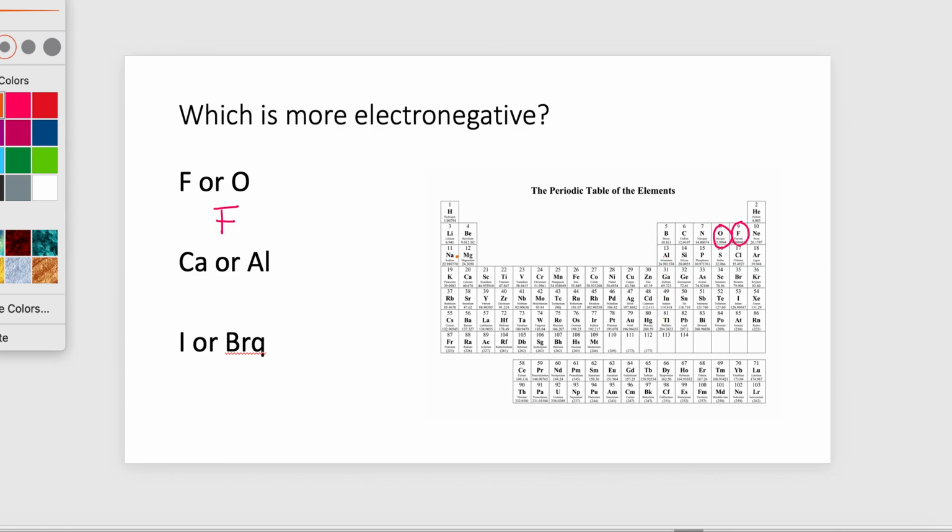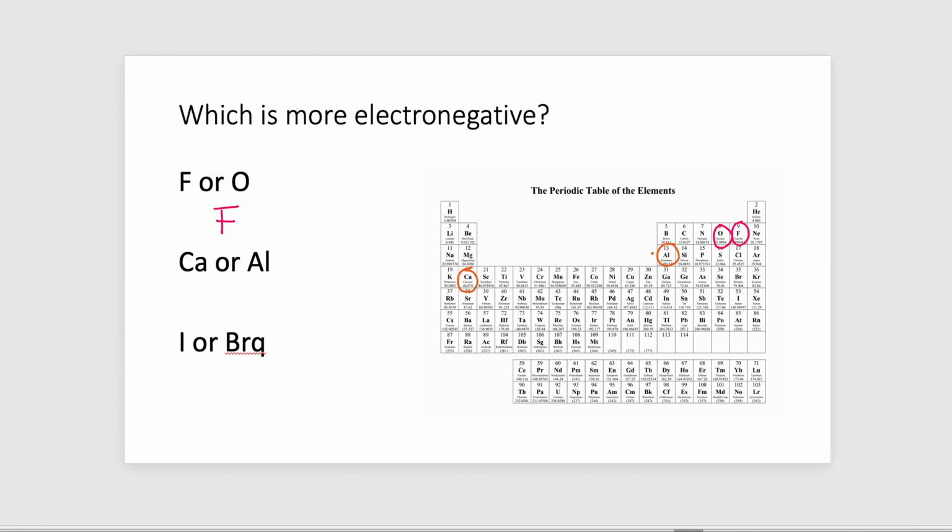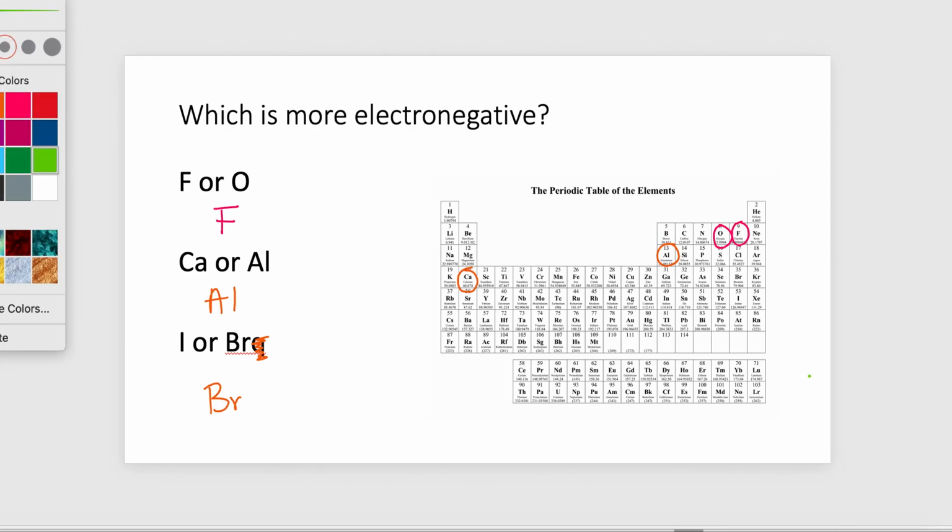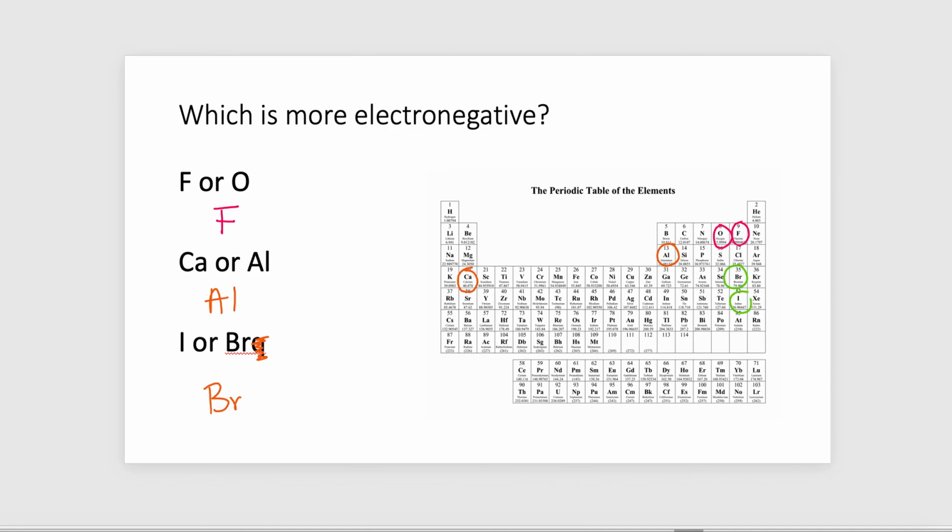Okay, so now, calcium or aluminum? Aluminum, right? Because aluminum is the one that is closest to the fluorine. And finally, iodine or bromine? For this one, guys, your answer should be iodine. I'm sorry, no. Your answer should be bromine. Bromine is closer to fluorine than iodine. So yeah, and that's on electronegativity, guys.